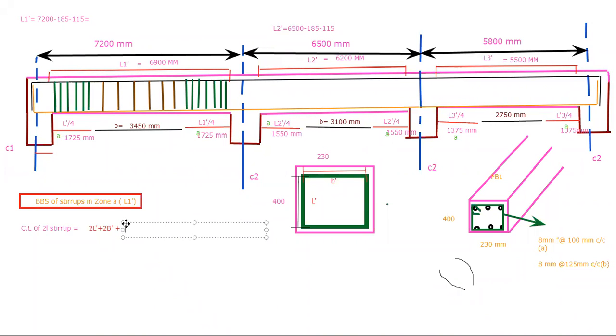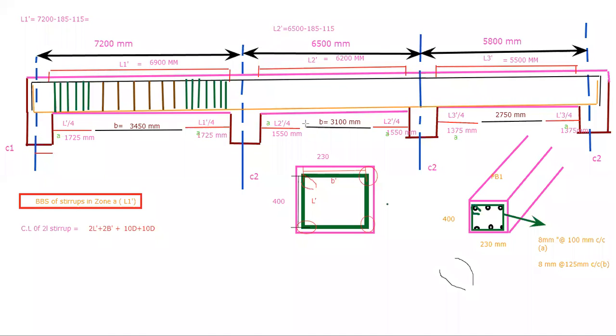So what will be the length here? 10D plus 10D, okay? So 2 L dash plus 2 B dash plus 10D 10D, and as we know this is molding at 90 degree. So here the bend loss will be there, here the bend loss will be there. What will the bend loss be here? 2D, once again here bend loss, once again here bend loss. So 3 times 2D, and because of the hook, the hook is always at 135.